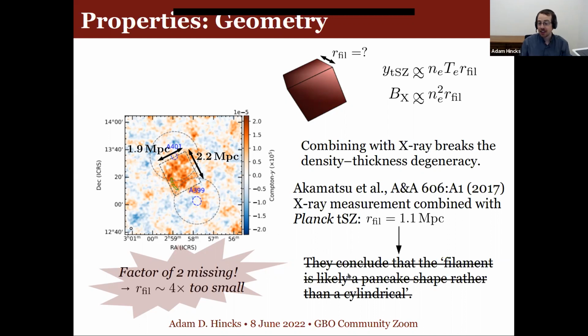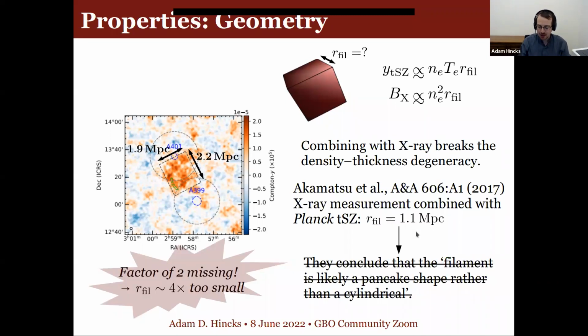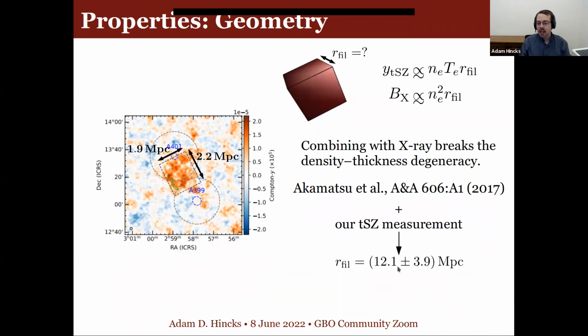But the long and the short is that it's actually not pancake shaped. And when we combine our measurement of the SZ signal here, we actually find that the thickness along the line of sight is about 12 megaparsecs, which is a lot bigger than 1 megaparsec. It's actually completely consistent with the value you get from the earlier Planck data. Ours is bigger than the value you get from the Planck data, but it's within the uncertainties.